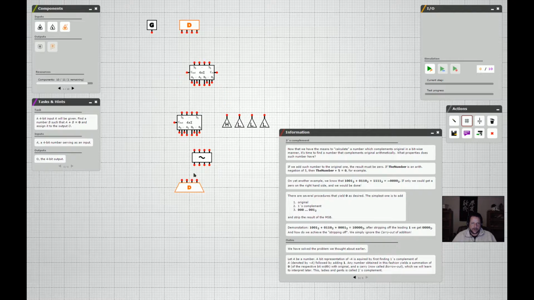Okay, let's try hooking all this up and see if it works. I haven't gotten this to work off camera, by the way, so I have not actually solved this puzzle yet.